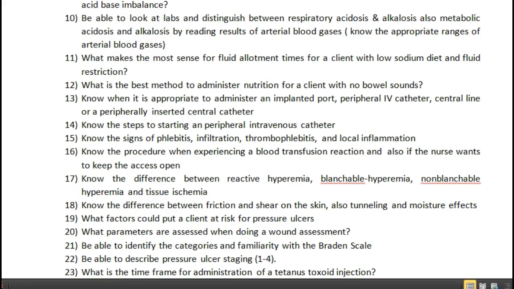I do want you to know that the pH is 7.35 to 7.45. Acidic is less than 7.35, and alkalotic is greater than 7.45. So if you have a PaCO2 and it's increased, a person will be into acidosis, respiratory acidosis.